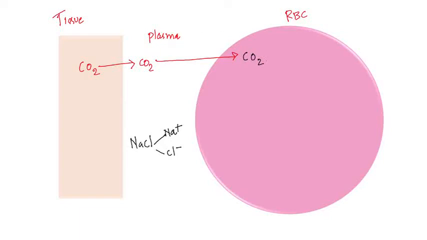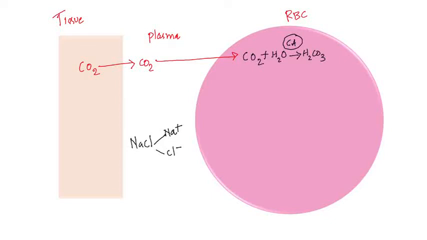Once the carbon dioxide gets inside the RBC, it is going to combine with the water inside the RBC. And what is the result of the combination of carbon dioxide with water? It gives rise to carbonic acid, H2CO3. We have seen this reaction earlier, and the enzyme that catalyzes it is the same carbonic anhydrase. Remember, carbonic anhydrase is present in high quantities within the RBC in vertebrates. So the formation of carbonic acid within the RBC is very fast due to the presence of the carbonic anhydrase enzyme.